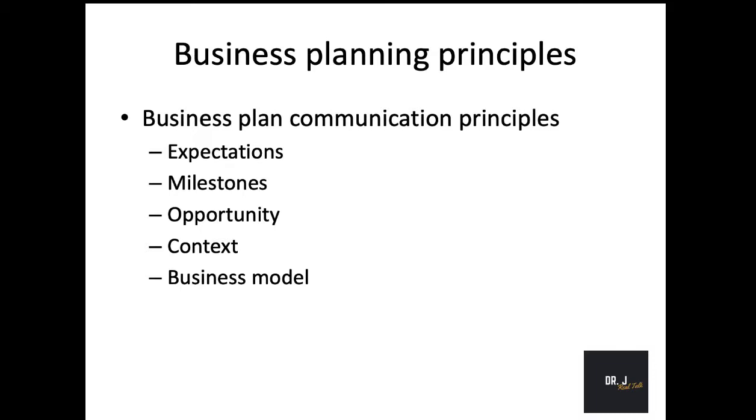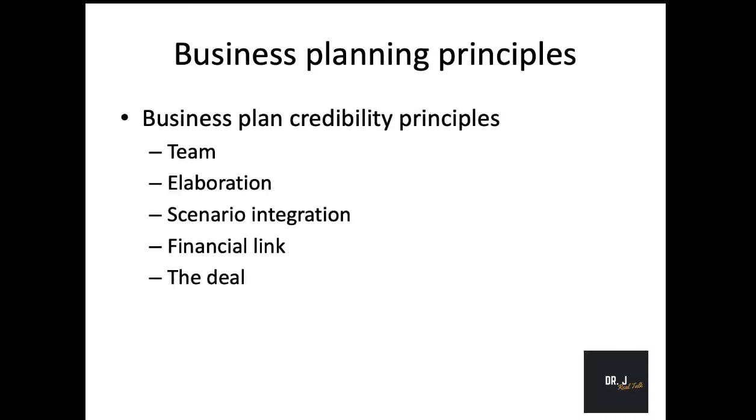So those are the main things that are communicated through a business plan, right? Again, the business plan gives credibility. So again, you have to know who the team is. You have to elaborate, break down the individual tasks that each individual has, and of course, scenario integration, and of course, financial link. So key assumptions relate to market size and penetration rates, and the income and cash flow statements must be presented. And of course, what's the deal? What deal do you want to make with the investors?